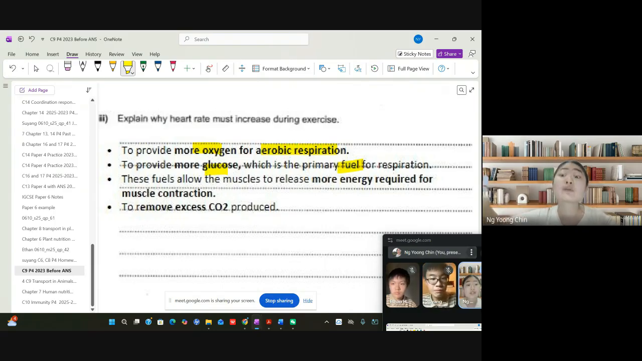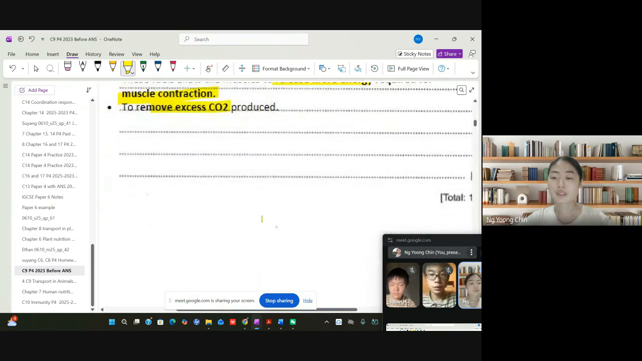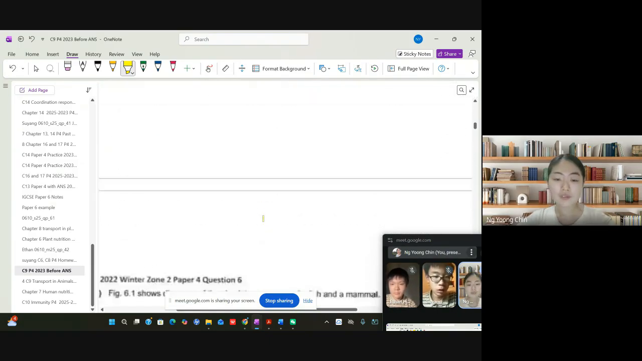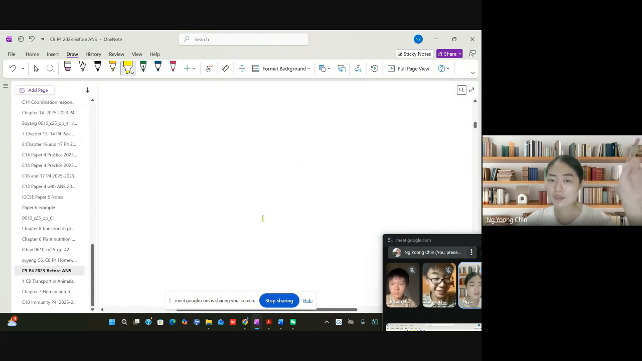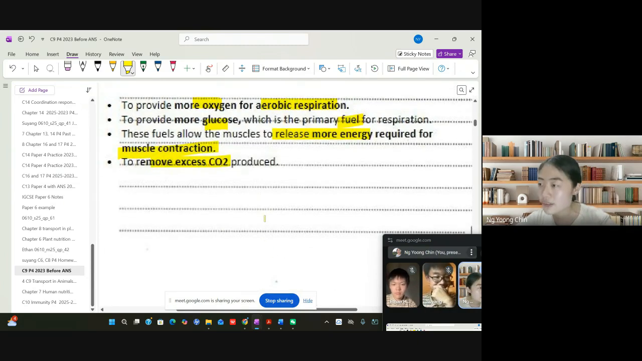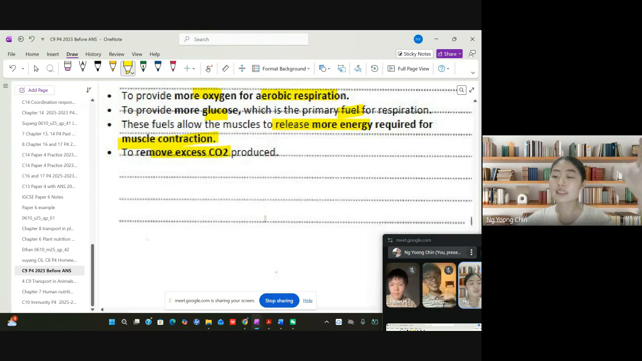So that's why they require glucose. The supply of glucose allows the muscle to release more energy, so they can use the energy for more muscle contractions. And then it can help to remove excess carbon dioxide being produced. So just remember, for this kind of question: more oxygen, more glucose, more energy supply to the muscle cells. That's all.